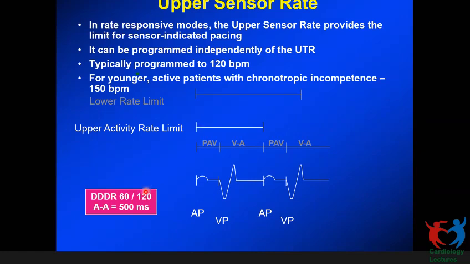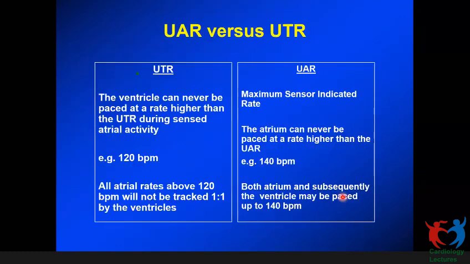from the piezoelectric element. It will pace the atrium at 120 beats per minute. And every time it paces the atrium, it starts an AV interval. At the end of the AV interval, it will do a ventricular pacing. So that's the behavior of the upper sensor rate in a dual chamber pacemaker. But the function of the piezoelectric element and the way that it results in an increase in the atrial rate or the rate of the heart is the same as what we discussed in the single chamber pacemaker.